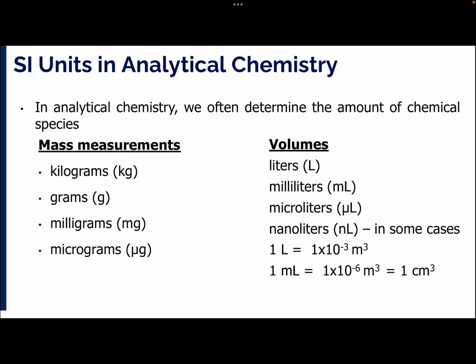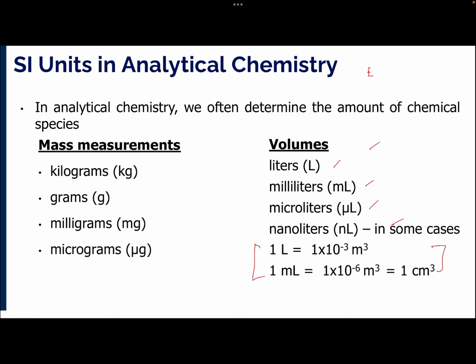Okay, so the SI units in analytical chemistry. So for analytical chemistry, the commonly used nga mga units is the mass and the volumes. The physical quantities. So for mass, we use kilogram, grams, milligrams, and micrograms. And then for volumes naman, we use liters, ml, microliters, and nanoliters in some cases. So kani siya, mga ginagamit na to for conversion. So this will be conversion factor.